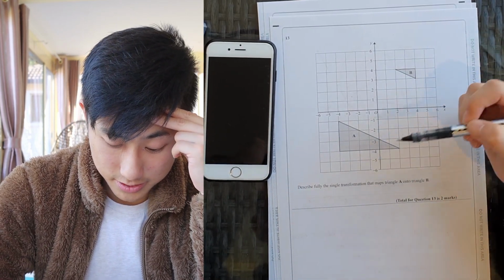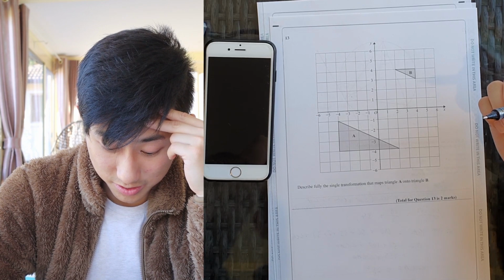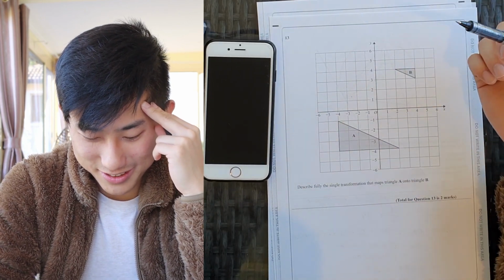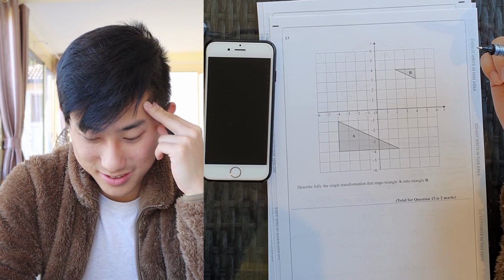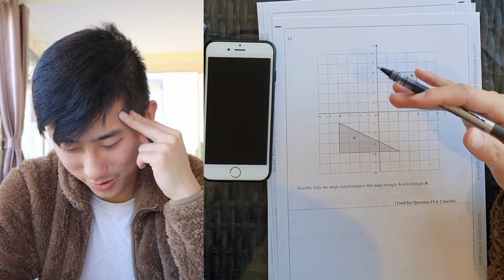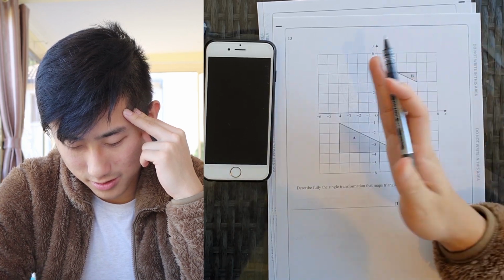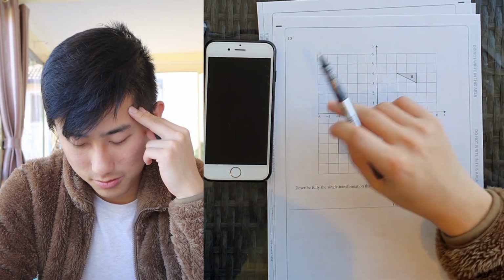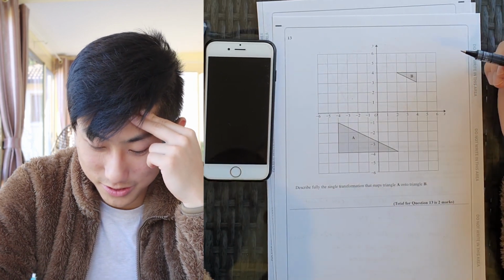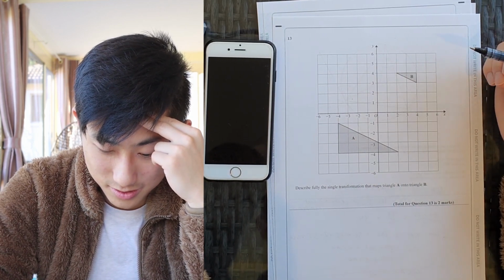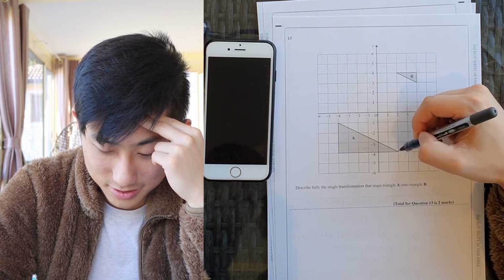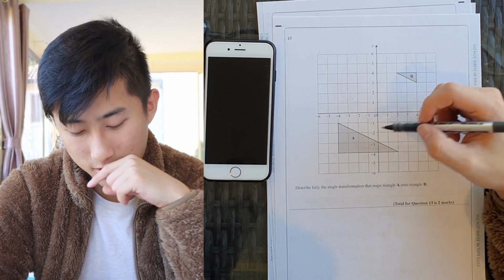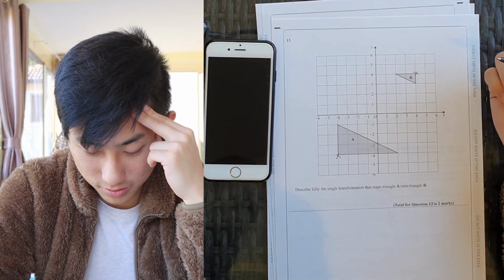Question 13. Describe fully the single transformation that maps triangle A to triangle B. Oh, I don't remember how to do this. I mean, it's either rotated 180 or, what's it flipped on? Rotate 180. What's the single transformation though? I mean, it's clearly at this point 4, 4.